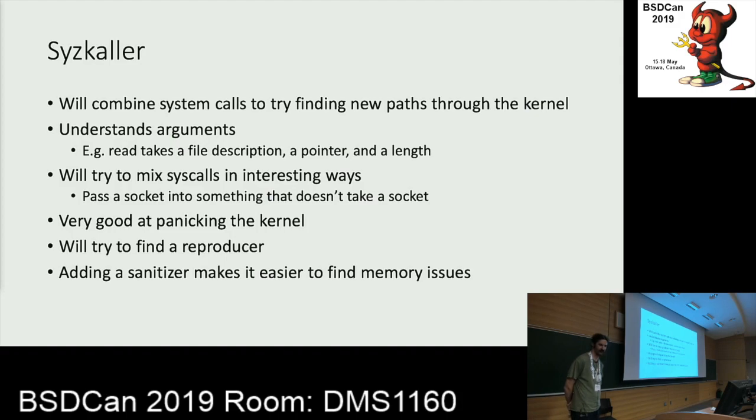So, how does this kind of work? Well, it will try to. What it does is it runs different system calls, and it understands arguments. So it understands that this system call will return a file descriptor. It will then try to pass that file descriptor into something that takes in a file descriptor. It may not be something that naturally goes together. You probably wouldn't write it this way, but it will still do it because it's a file descriptor. It doesn't know anything more than that. It turns out that's a good way of finding bugs, when you pass in something you weren't expecting.